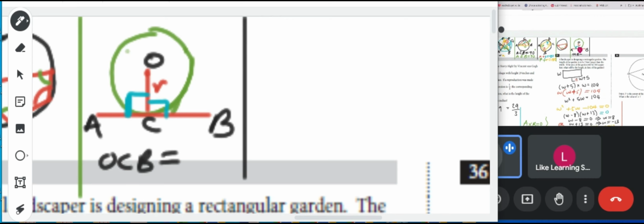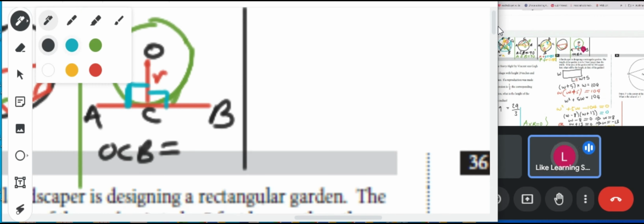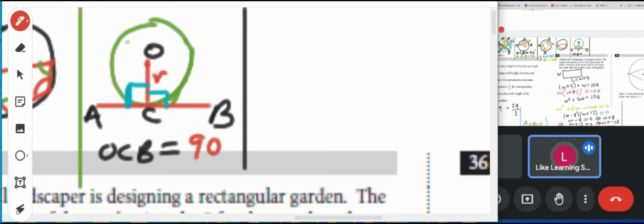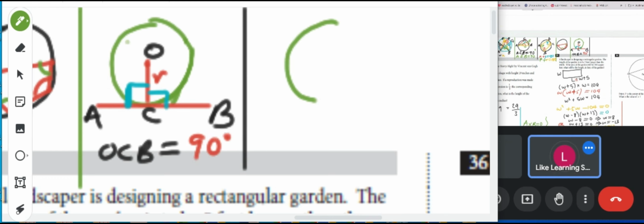So you cut off the value. Angle OCB is 90 degrees, because one is a tangent, the other one is a radius. Please, you've got to be patient. Let me just tell you something interesting.